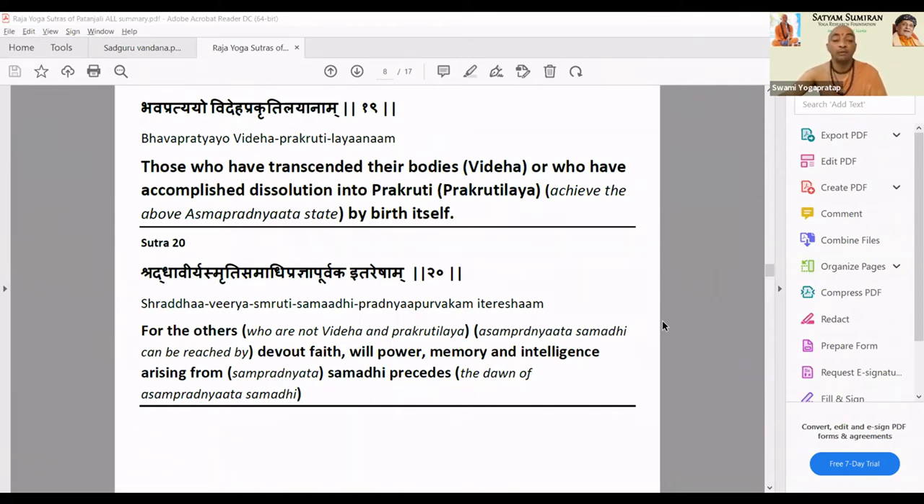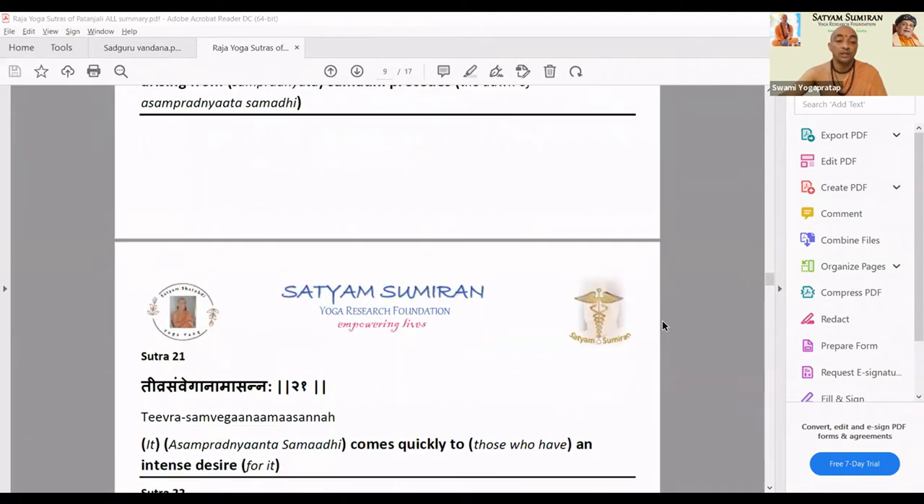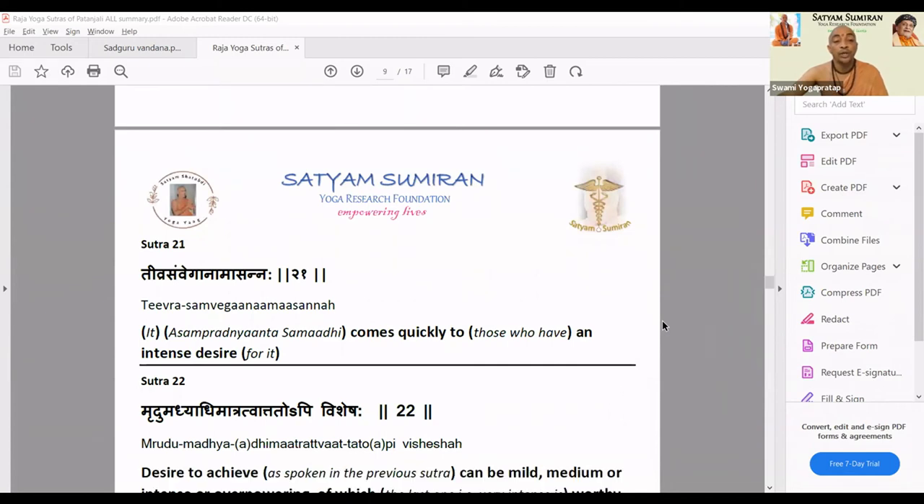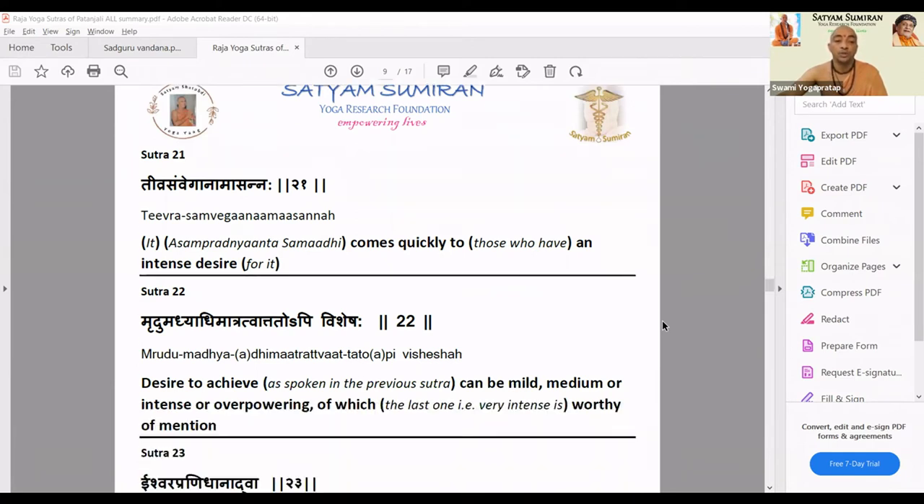For others who are not that way by birth, asamprajnata can be reached by devout faith, willpower, memory, and intelligence arising from samprajnata. Then you reach asamprajnata. Obviously, this also is not easy. For this, you need tivra samveganam asannaha. For this, you need to have an intense yearning. Only then you reach this.